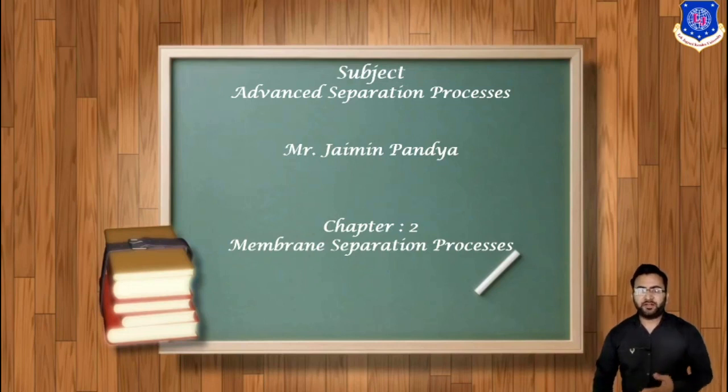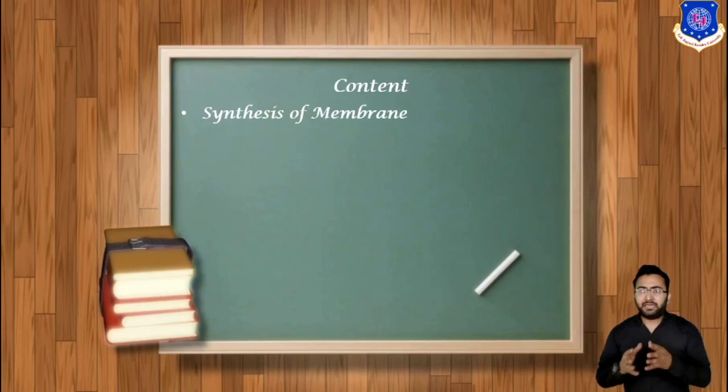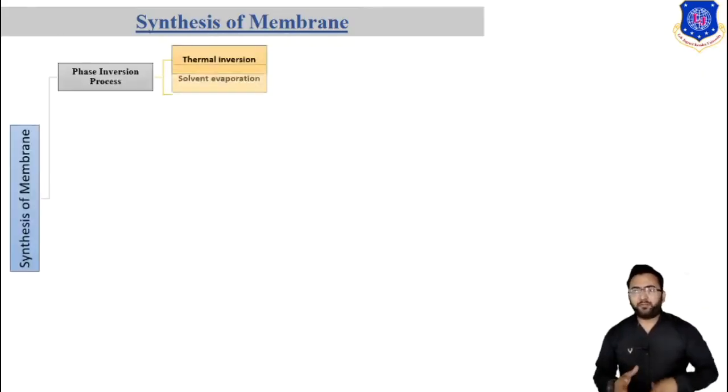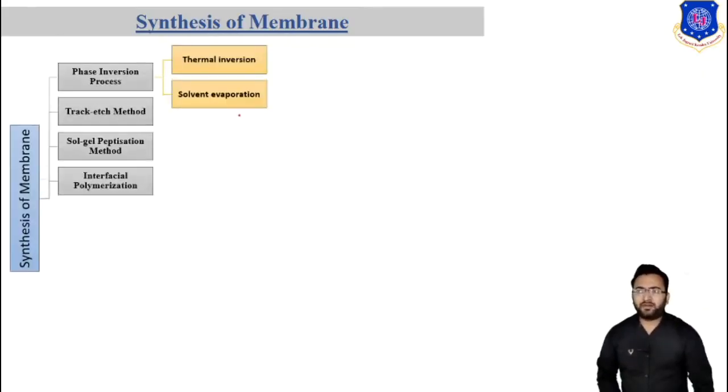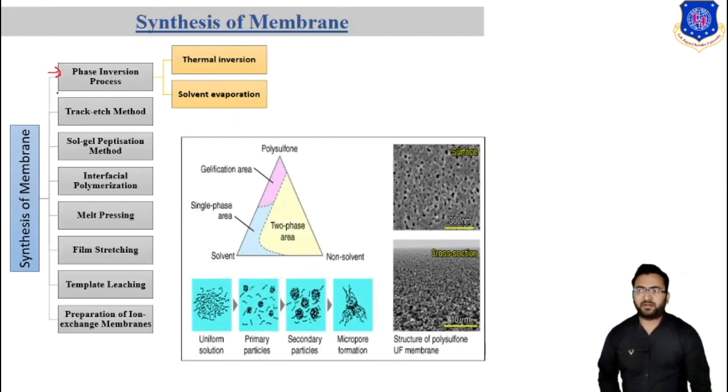So let's continue with chapter number 2, which is membrane separation process. In this lecture, we are going to discuss the synthesis of membrane and various methods for synthesis of membrane. In the previous session, we talked about the various methods for synthesis of membrane such as the phase inversion method, track-etch method, sol-gel method, interfacial polymerization method, and melt pressing.